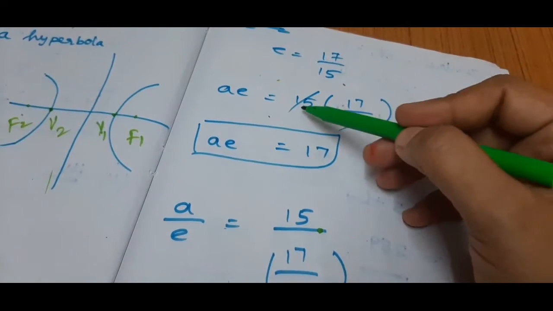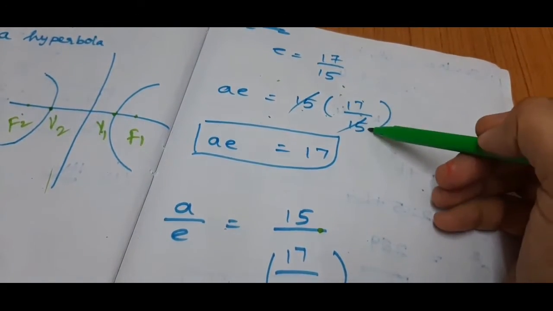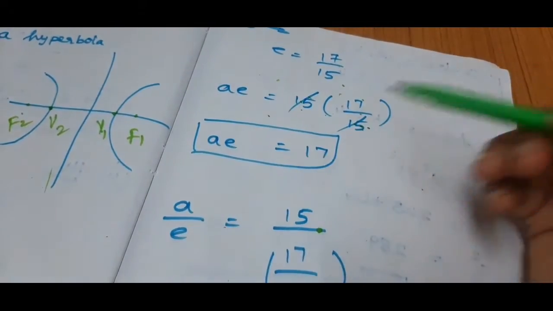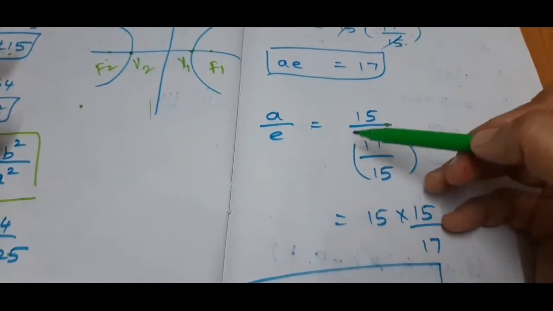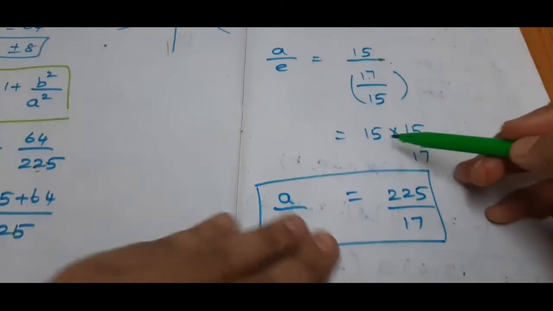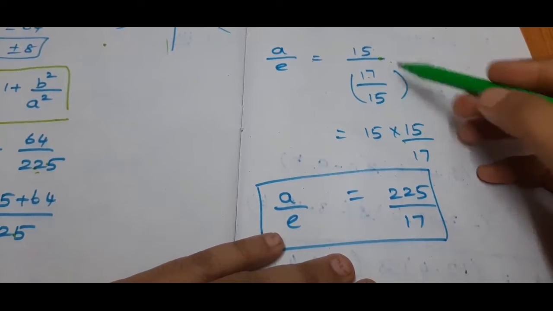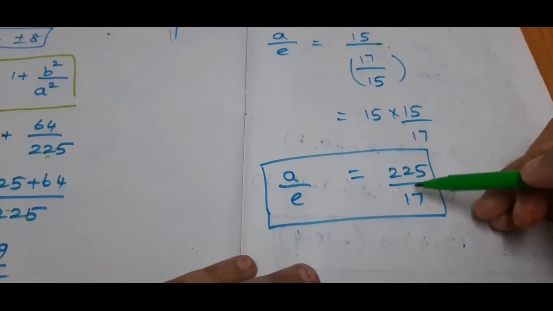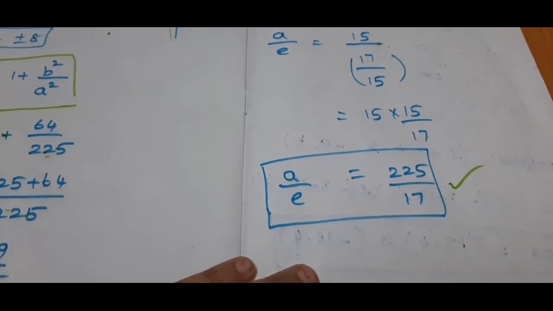a is equal to 15 into 17 by 15. This 15 and this 15 can be cancelled, so a is equal to 17. So a by e is equal to 15 by 17 by 15, so 15 into 15 by 17, that is 225 by 17.